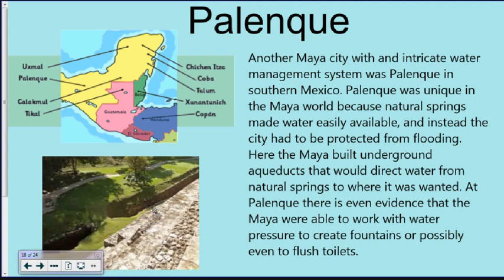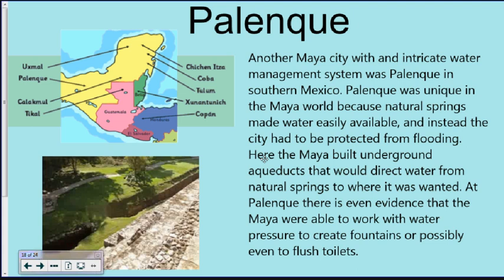And another place well known for its water systems was Palenque. Another Maya city with intricate water management systems was Palenque in the southern Mexican area. So here is Palenque. It was unique in the Maya world because natural springs made water easily available, and instead the city had to be protected from flooding. Here the Maya built underground aqueducts that would direct water from natural springs to where it was wanted. At Palenque, there is even evidence that the Maya were able to work with water pressure to create fountains, or possibly even to flush toilets.